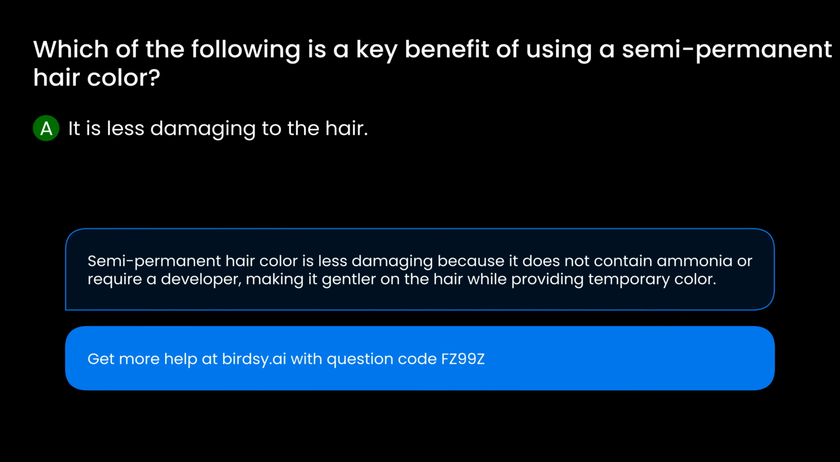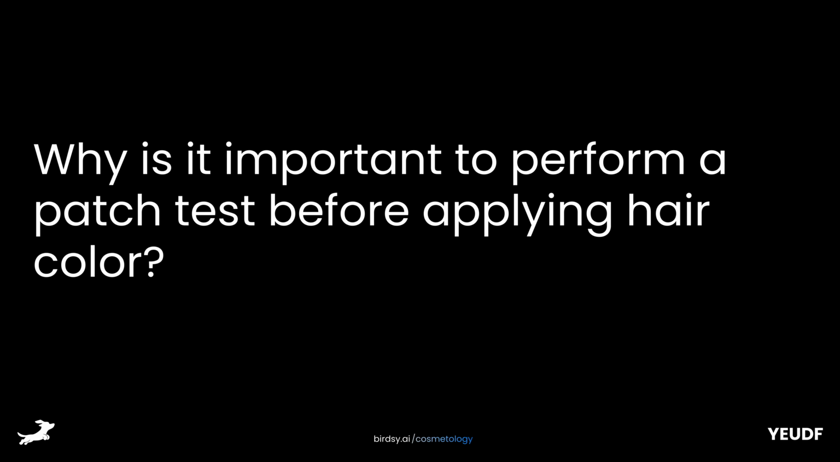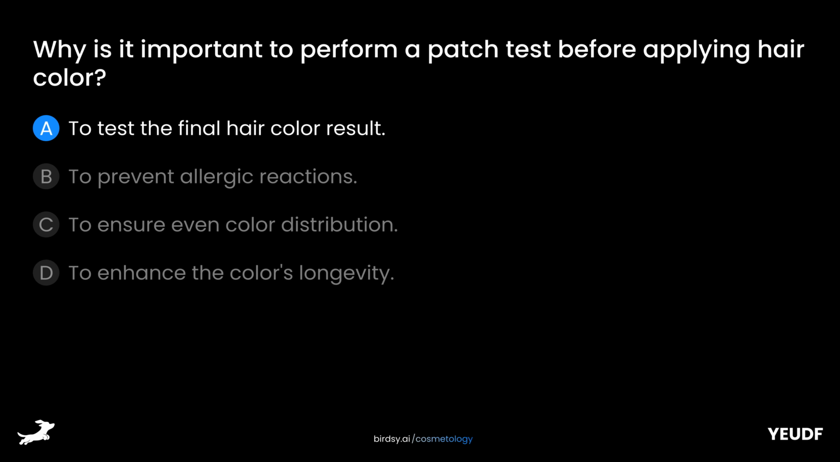Semi-permanent hair color is less damaging because it does not contain ammonia or require a developer, making it gentler on the hair while providing temporary color. Why is it important to perform a patch test before applying hair color? Is it A, to test the final hair color result, B, to prevent allergic reactions, C, to ensure even color distribution, or D, to enhance the color's longevity? The answer is B, to prevent allergic reactions.